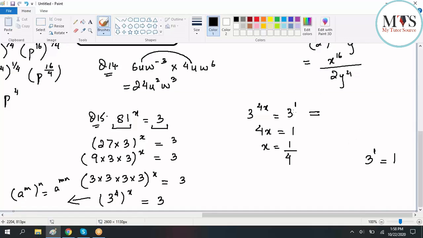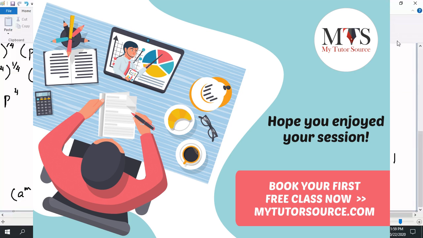So keeping that in mind, the right hand side 3 has a power of 1, and the left hand side 3 has a power of 4x. Okay? So since we have similar bases, we just remove the bases and the powers become the equation. So it becomes 4x equals 1, x equals 1/4. Is it clear now? Yeah.